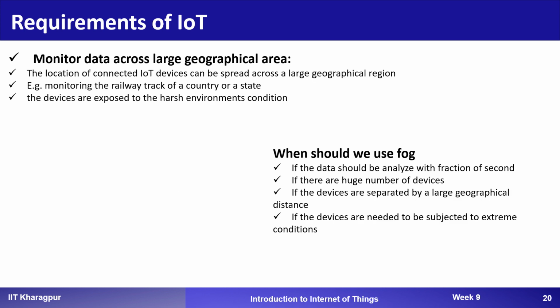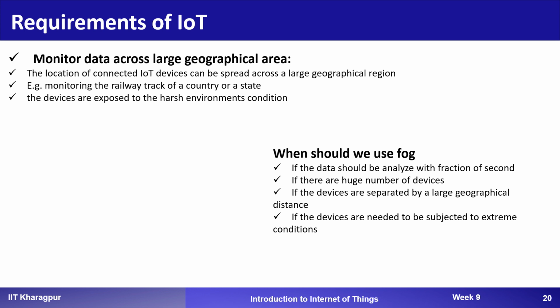Next one is monitoring data across a large geographical area. The location of your connected IoT devices can be spread across a large geographical region, for example, monitoring of railway track over the country. For this, the IoT devices will be deployed over the country. These devices are exposed to different environmental conditions, and the conditions at different locations may or may not be harsh. Depending upon that, data monitoring should be done across large geographical areas in case of IoT. So there is a need to analyze the data over different geographical regions depending upon the environmental condition.